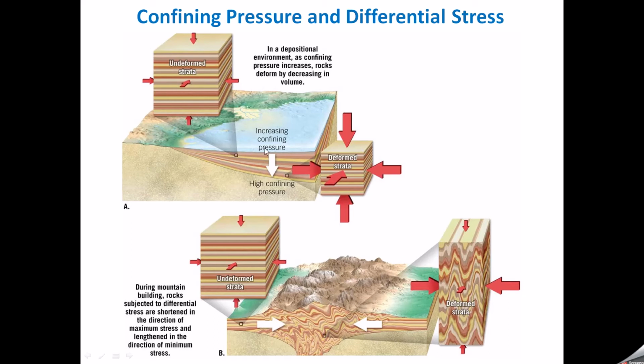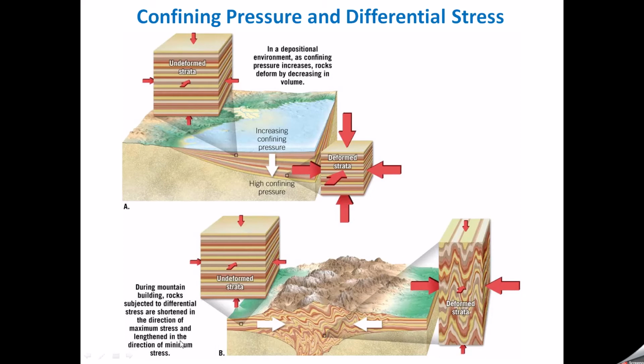Confining pressure, for example, is when we have sediments in a sedimentary basin, and the load of the upper packages of sediments on the lower packages is what we call confining pressure. It's equal from all sides. And that will cause a decrease in the package size. So the package was of this size and now decreased to this size, because confining pressure can decrease the volume.